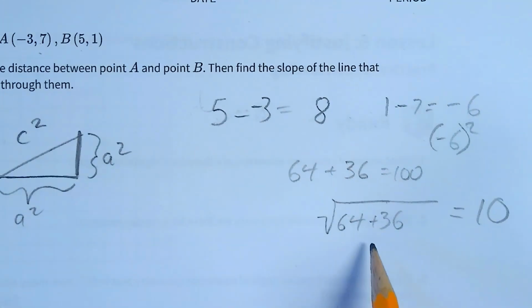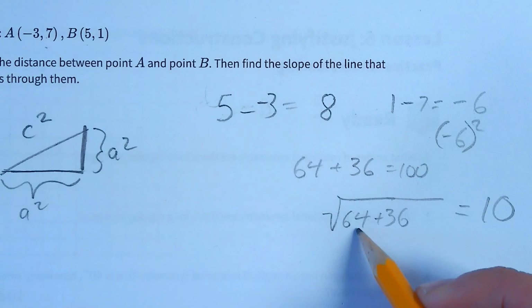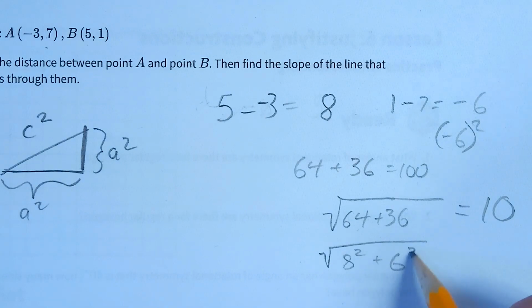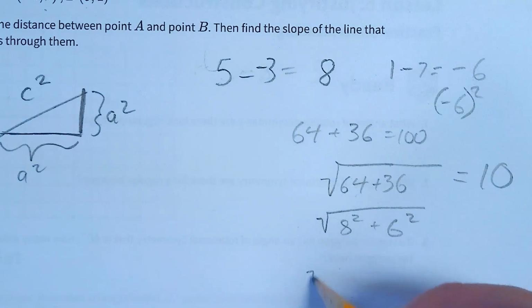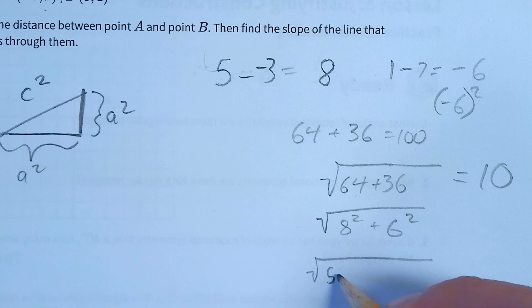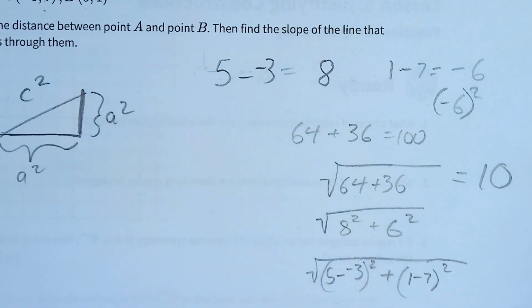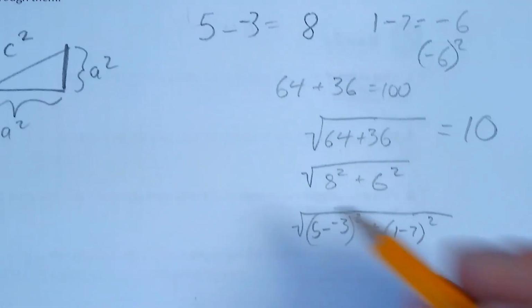Now, why did I write 64 plus 36 instead of 100? Well, where did this 64 come from? It came from 8 squared. Where'd this come from? It came from 6 squared. And where'd this 8 come from? It came from 5 minus -3. I'm going to leave the squared there. Plus 1 minus 7 squared.